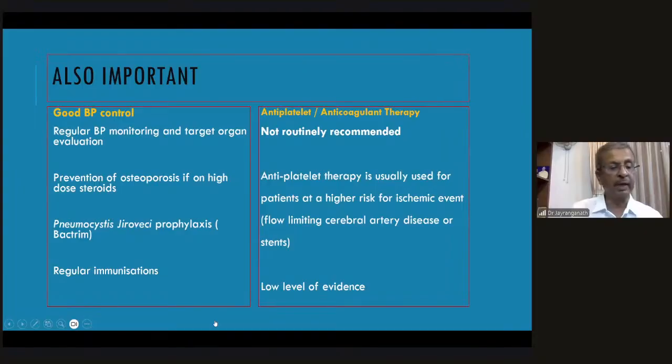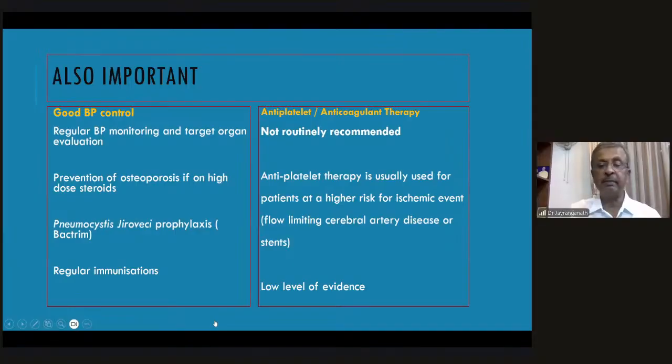Someone is on high-dose steroids, so prophylaxis against pneumocystis and the like is needed, all because these people are on immunosuppressants. Regular immunizations are very important. Antiplatelet therapy is not routinely recommended, but we need to give it because we are in a different setting.